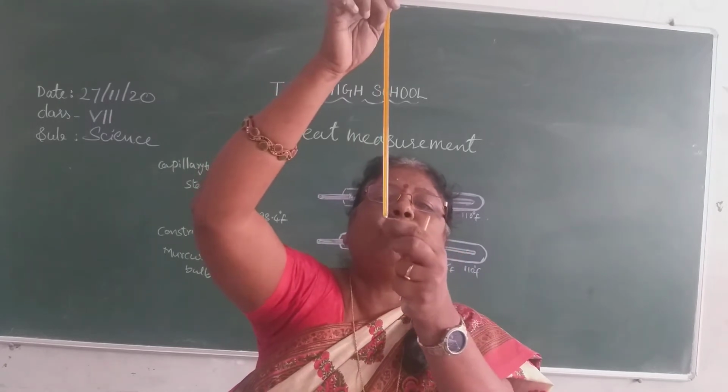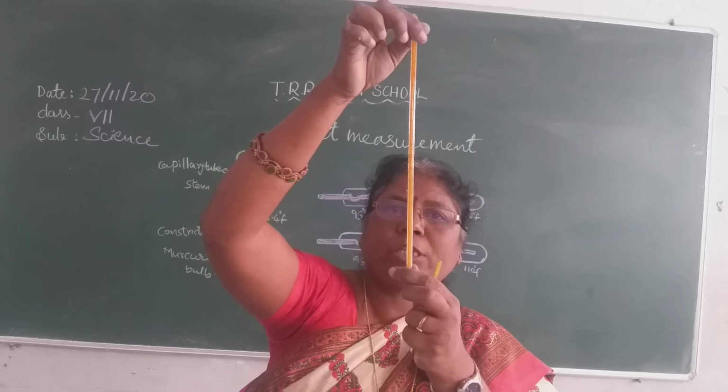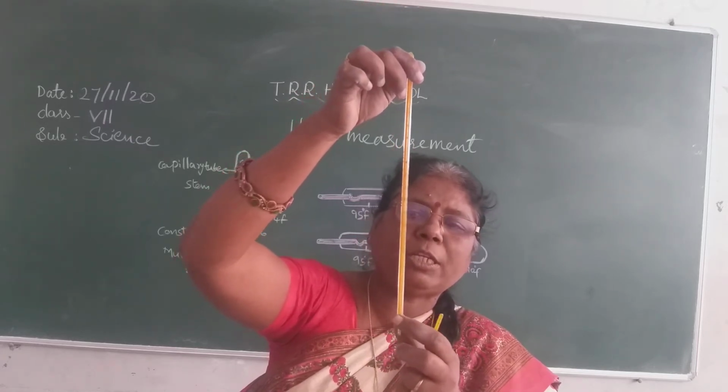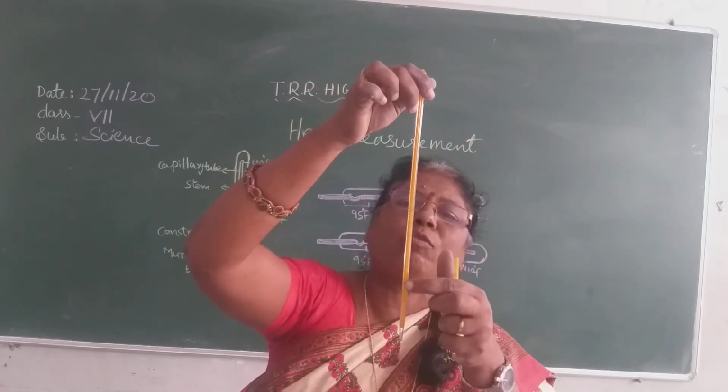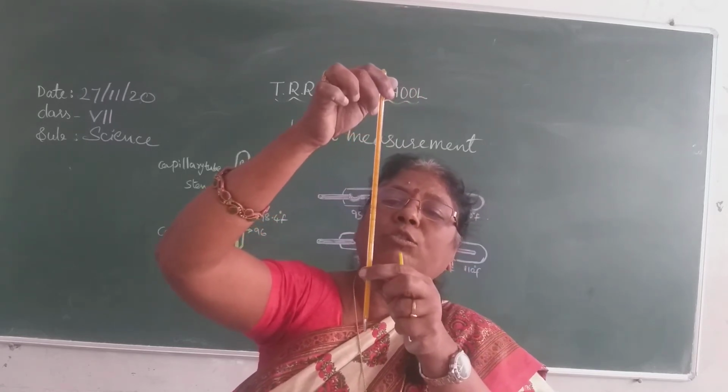Here this is the bulb of the thermometer. This is called the bulb of the thermometer. Here, can you see the readings? Yes, these are the readings. Now wipe off these readings. If you want to write the readings again, how will you write them?